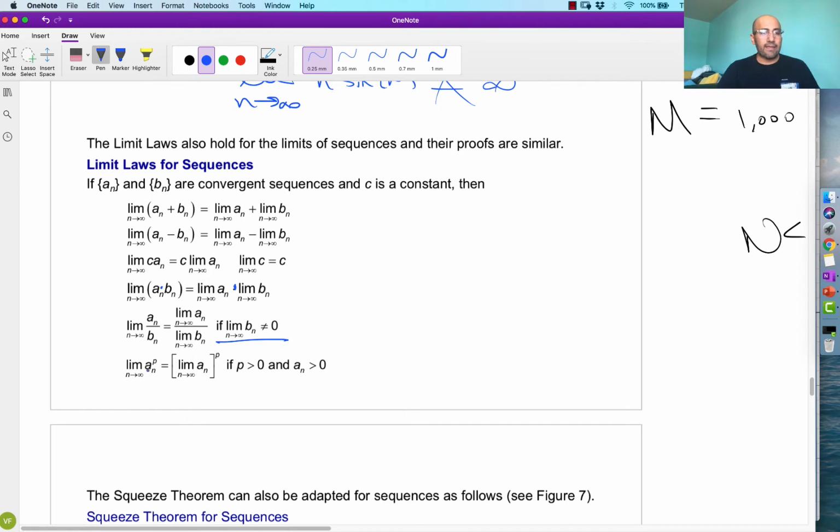Good. And then if we have the limit of A sub n being raised to a power, then we can find the limit of A sub n and then raise that to the power of p. And this is so long as p is positive and A sub n is strictly greater than 0.